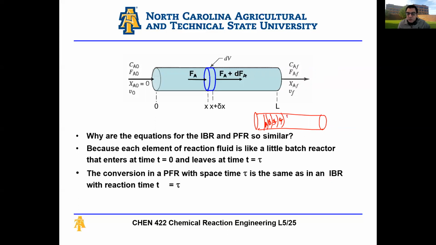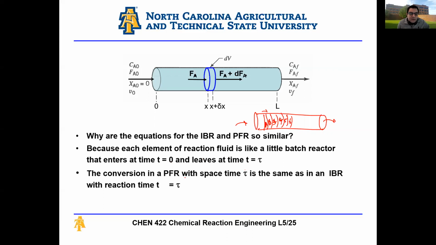And they're all just pushing each other, 5, 6, and all these elements are just pushing each other from inlet to output without actually interacting with each other, right? There is no back mixing. There's no mixing along the flow direction. So each of these units is sort of a standalone batch reactor, right? So each element of reaction fluid is like a little batch reactor that enters at time t0 and leaves at time equals tau, okay?